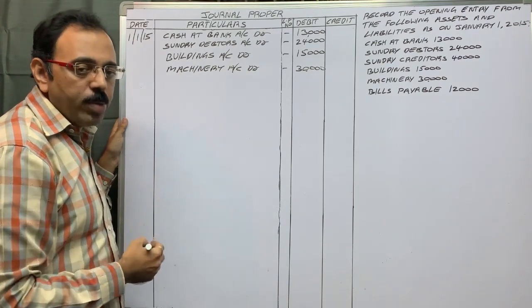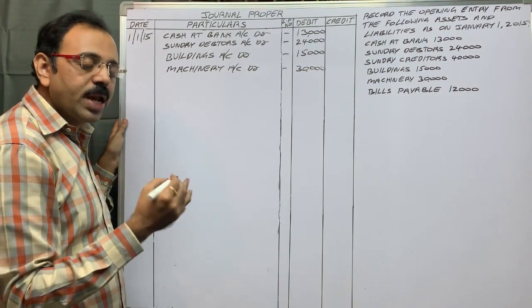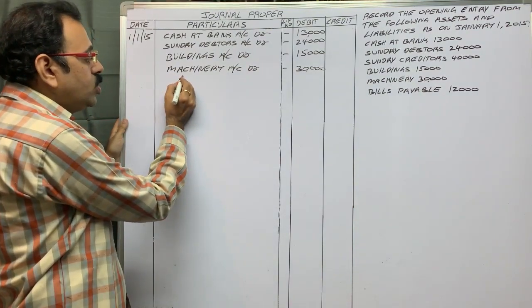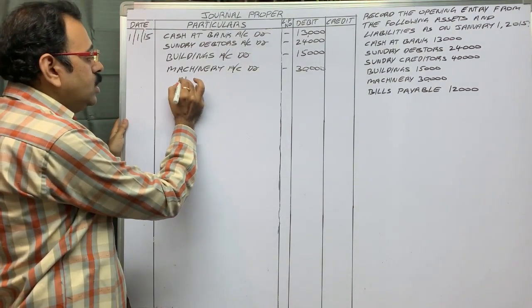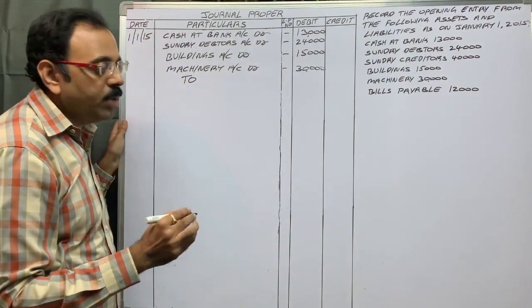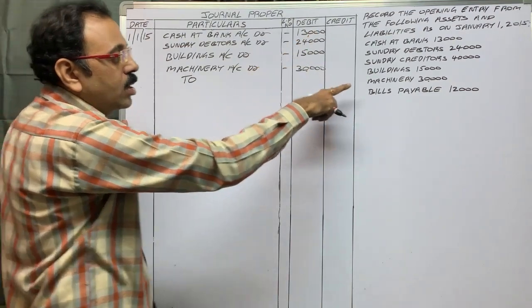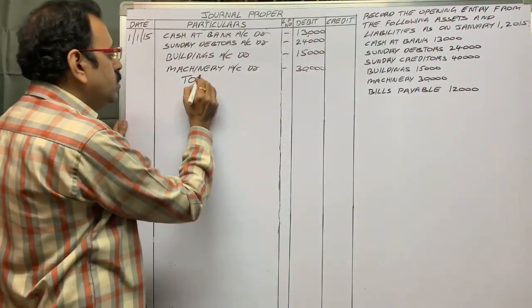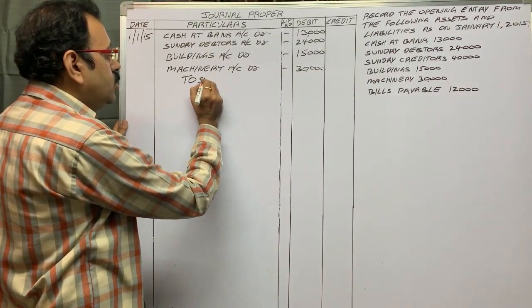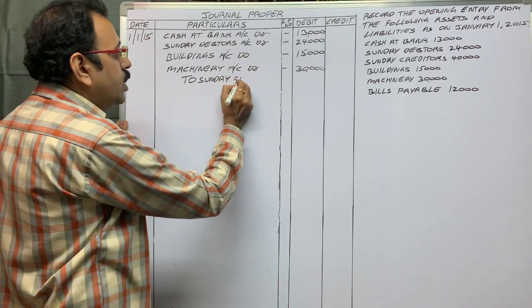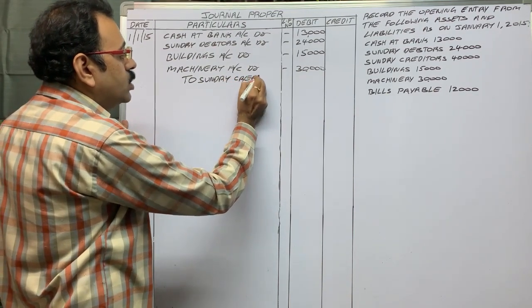Liability shows a credit balance, no? So you have to credit liabilities. Credit, how we have to start? Leave two letters, write down "To", then write down the credit account names. First liability is what? Sundry creditors. Write down that. To sundry creditors account.